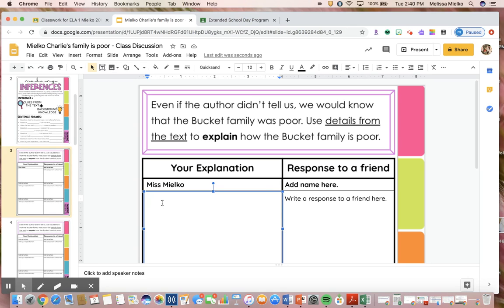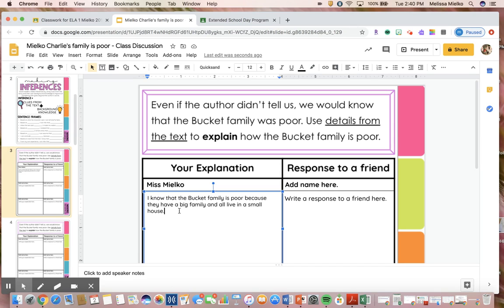I'm going to start off by using my R, restate the question. I know that the Bucket family is poor because, and what's my answer? Well, this is my answer: because they have a big family and all live in a small house. That's my R. I restated: I know that the Bucket family is poor because, and my answer is that they have a big family and all live in a small house.